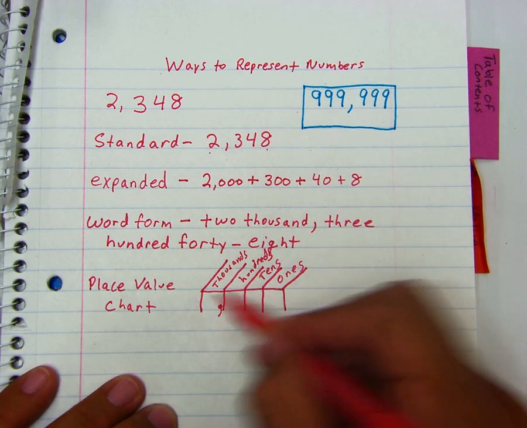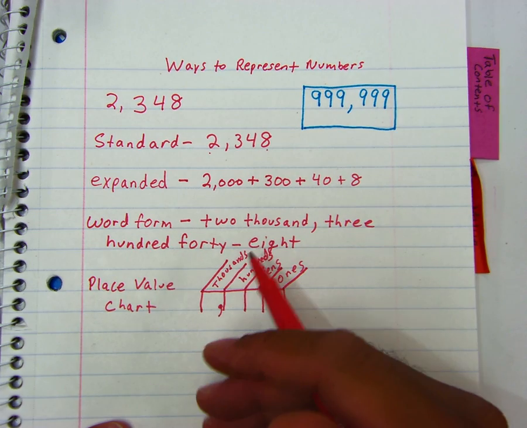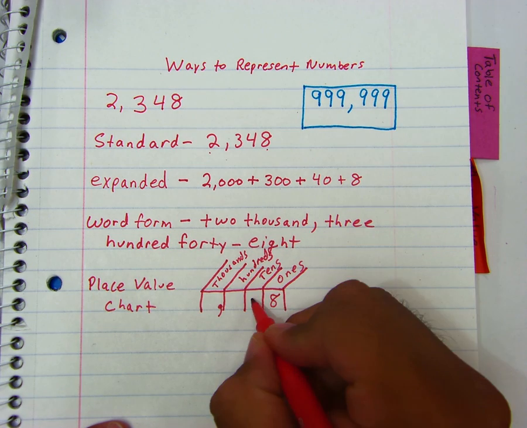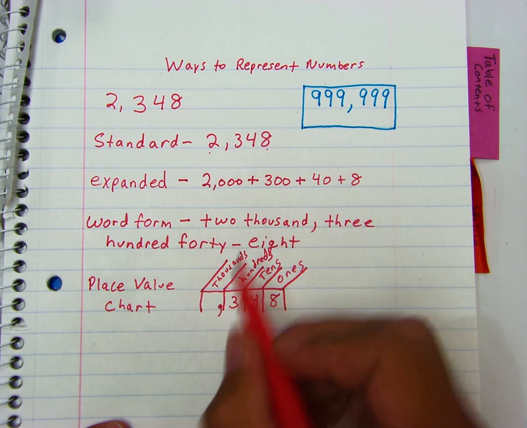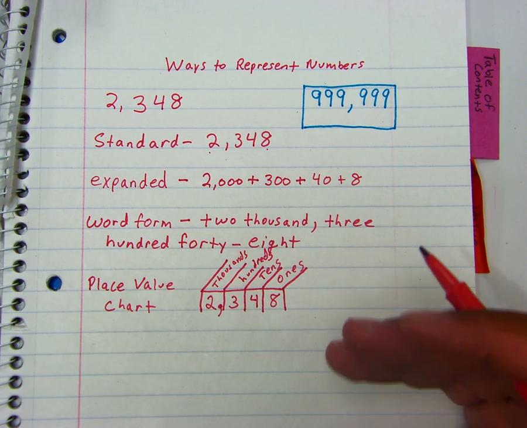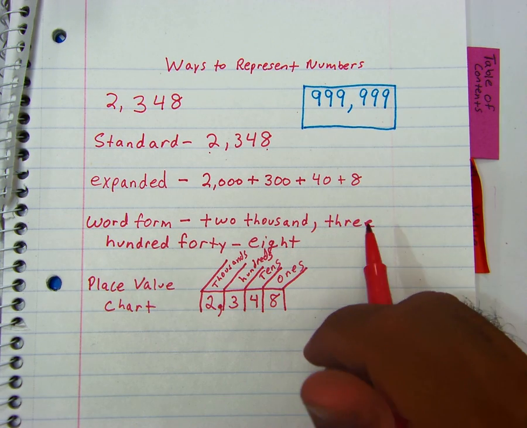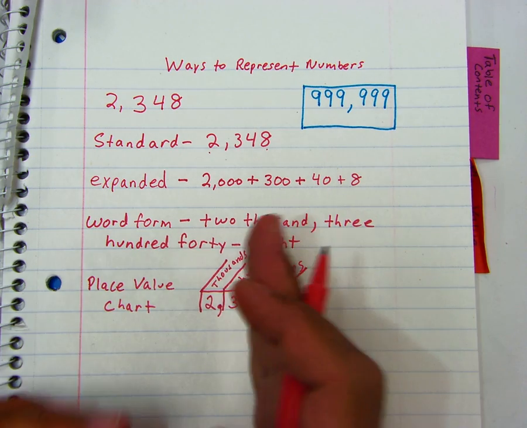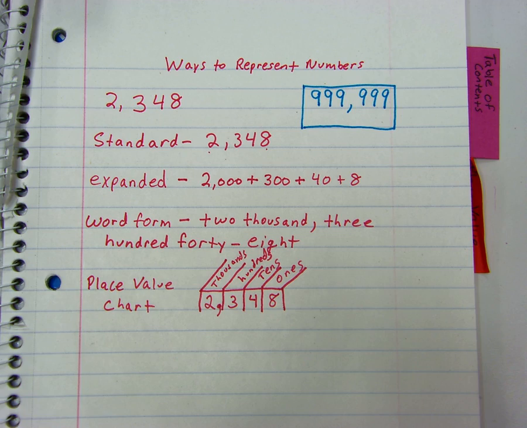So now that we have our place value chart, we can now put the value in each of the place values. The ones place we have an 8, the tens place we have a 4, the hundreds place we have a 3, and the thousands place we have a 2. And that's just another way of representing 2,348. And this is one great way for the students to be able to talk about place value and where each digit belongs in the place value.